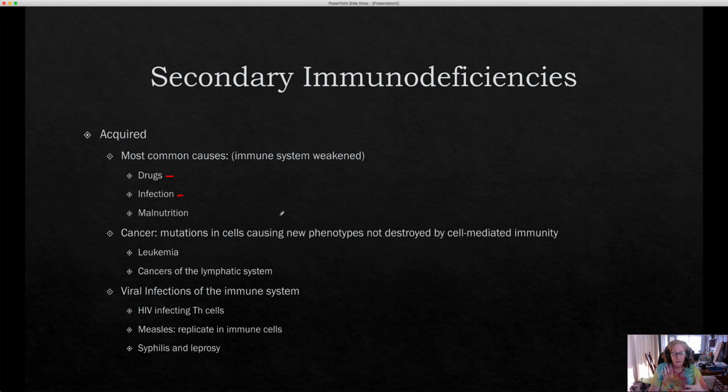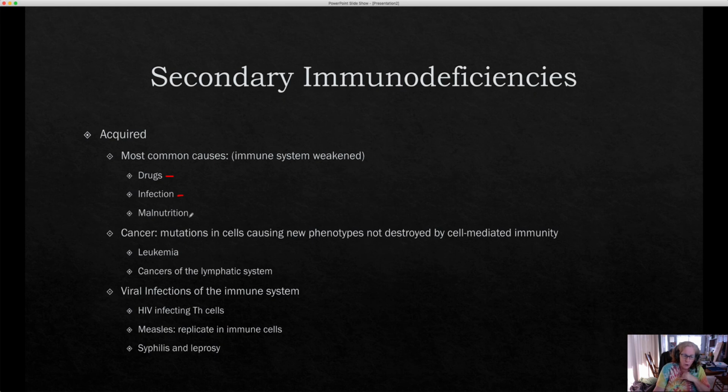If you have an illness, you have contracted a disease, you are going to be more susceptible to other diseases because your immune system is already stressed and taxed. Your immune system can only respond to so many things at once. So infection usually temporarily weakens your immune system. Certain types of infections can sometimes lead to permanent immunodeficiencies. It just depends on the organism and the immune response in the patient.